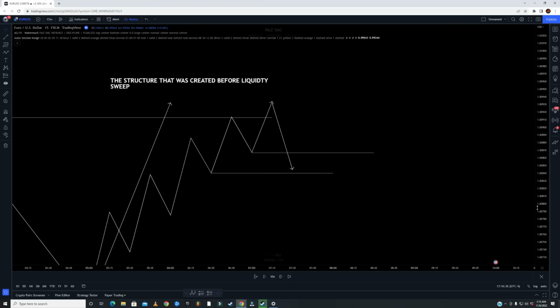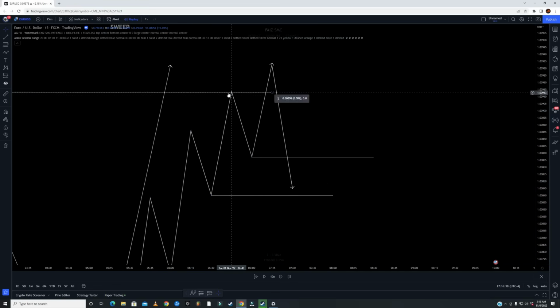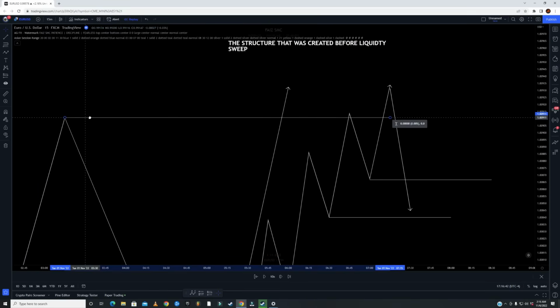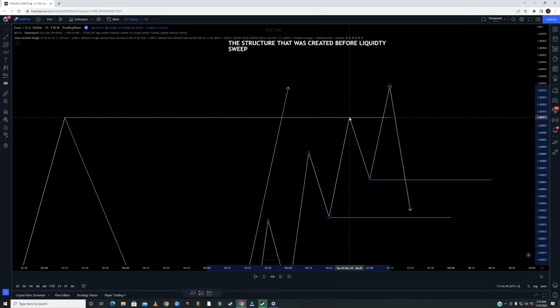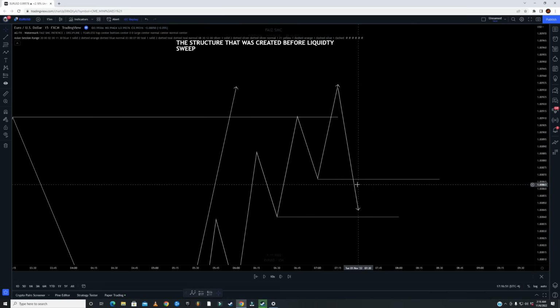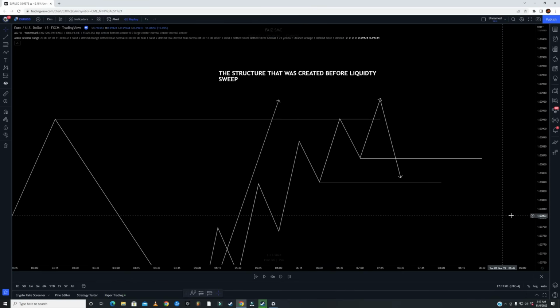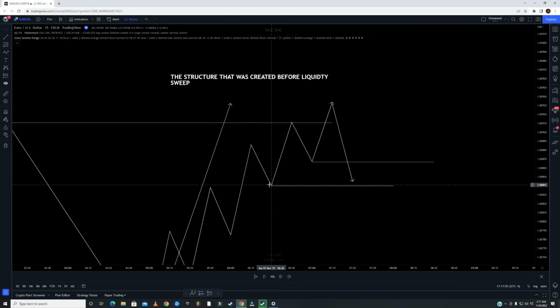Why? Because it touched this line. Even if it touches this line, our range line, and then comes back and creates another high, and then it breaks, it's not a valid structure because price touched and then reacted off this level. So for me, this is not a structure within the range. I want to see a structure get broken within the range before price sweeps the liquidity.